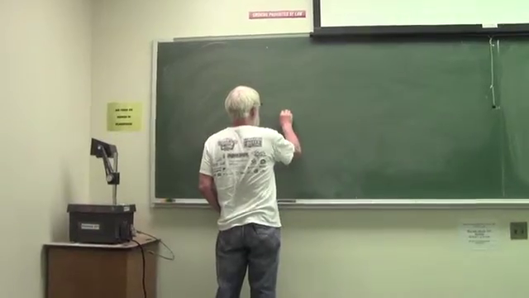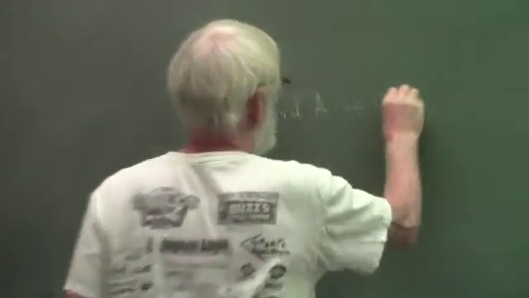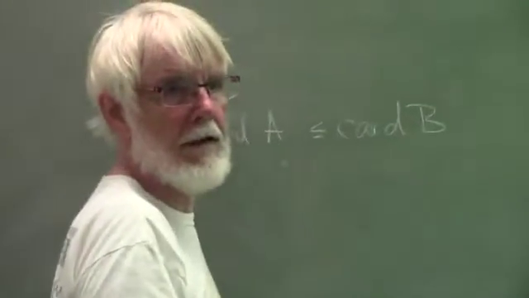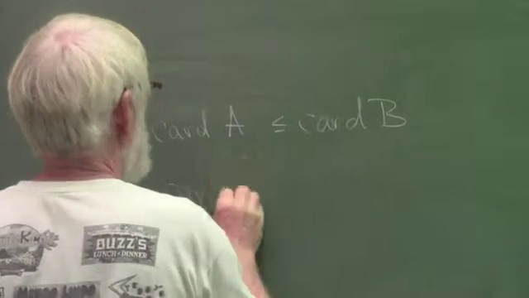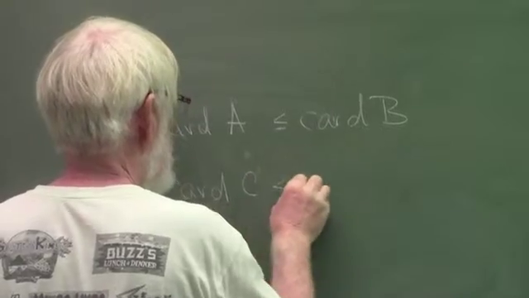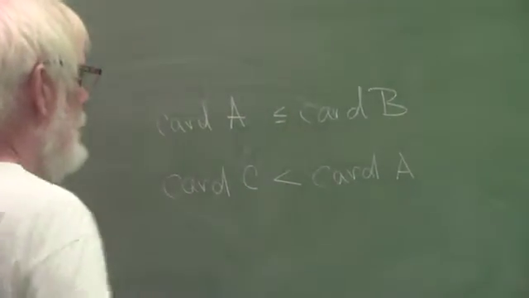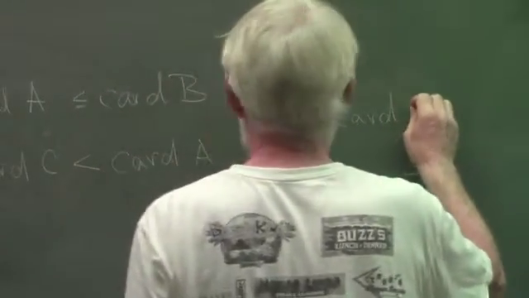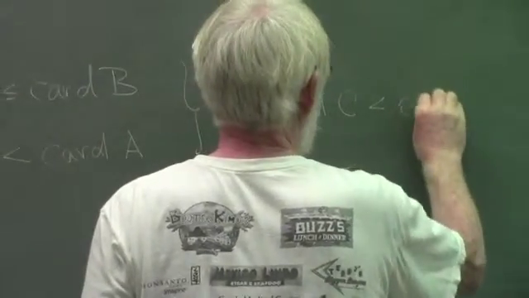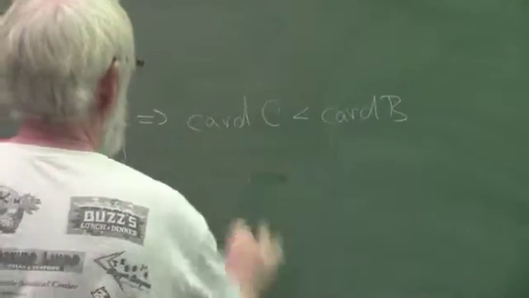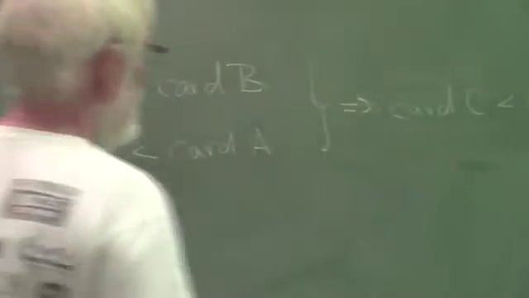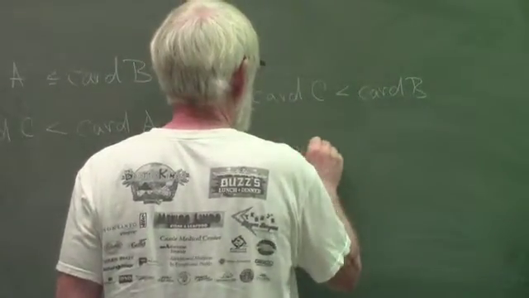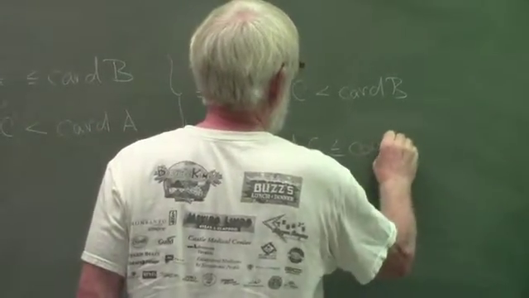So the cardinality of A is smaller or equal to the cardinality of B, and the cardinality of C is strictly less than the cardinality of A. This implies the cardinality of C is strictly less than the cardinality of B. So the first claim is the cardinality of C is smaller or equal to the cardinality of B, right?